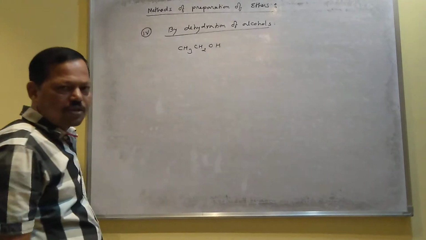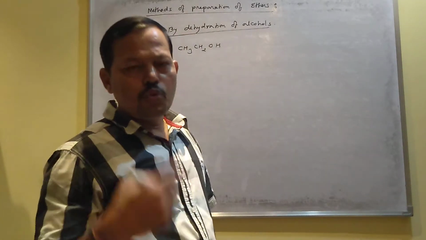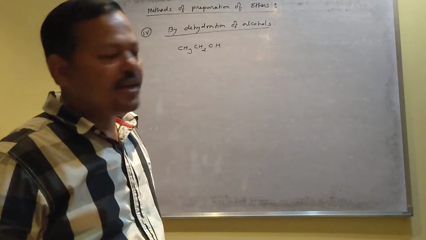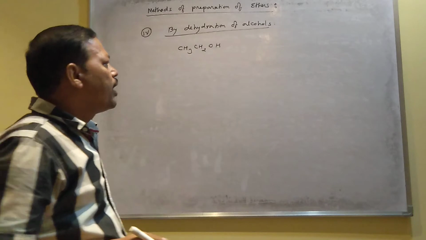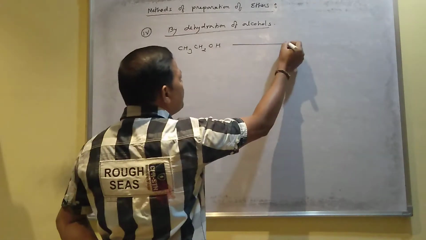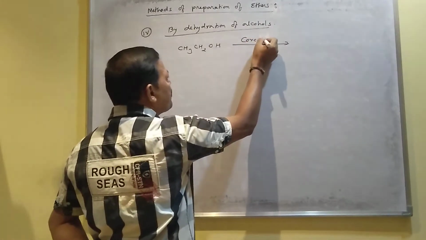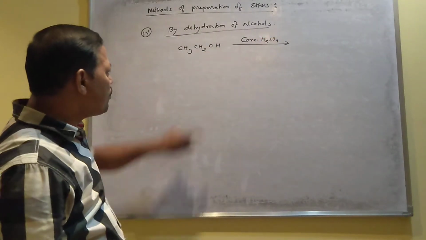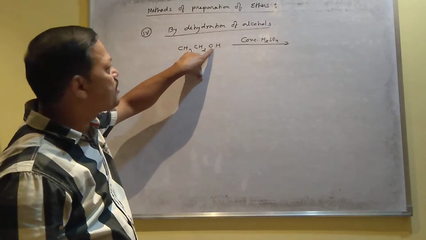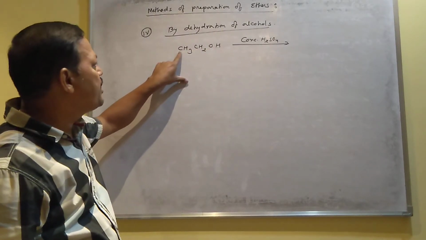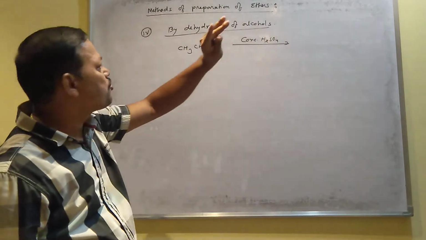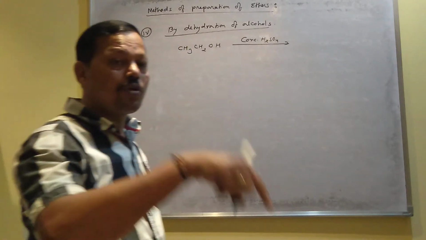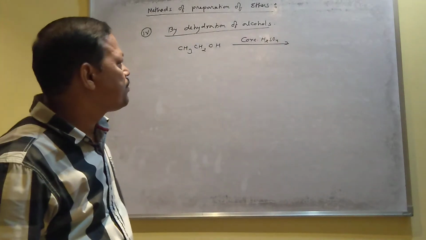Dehydration means removal of water, and to do the dehydration you have to use some agent, which is called a dehydrating agent, and concentrated sulfuric acid is one of the dehydrating agents. It can remove a water molecule from alcohol. From this carbon OH will be released, and from this carbon hydrogen will be released. Hydrogen combines with OH, it releases water, and it goes to CH2 double bond CH2, alkene, as the product. You have already got this in the alcohol reaction.